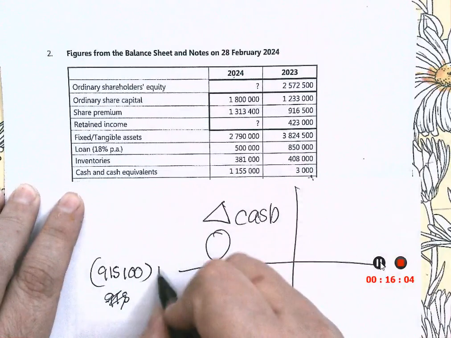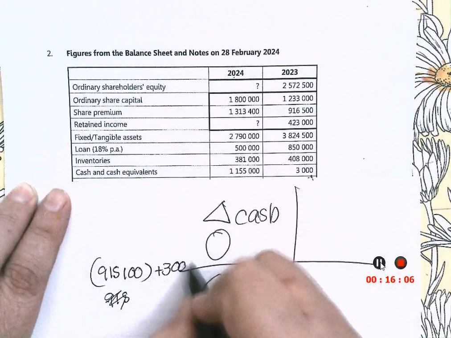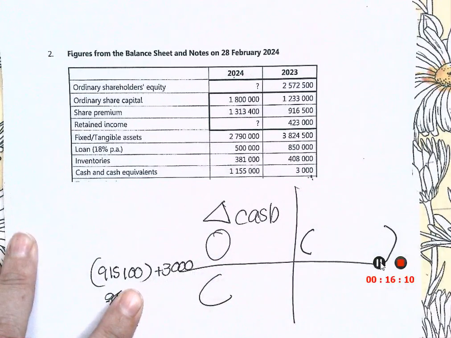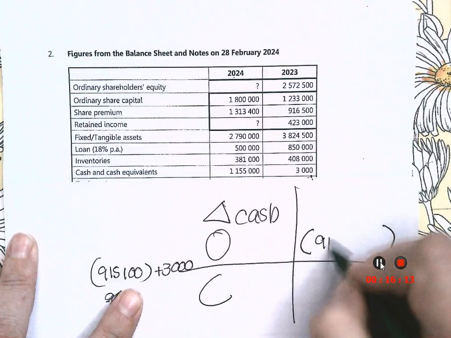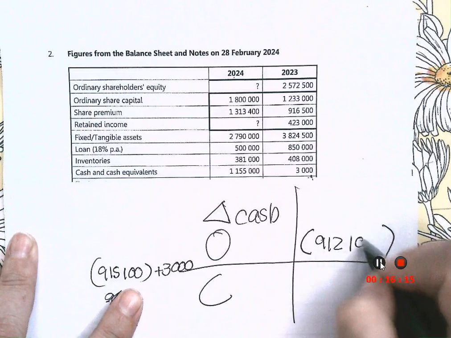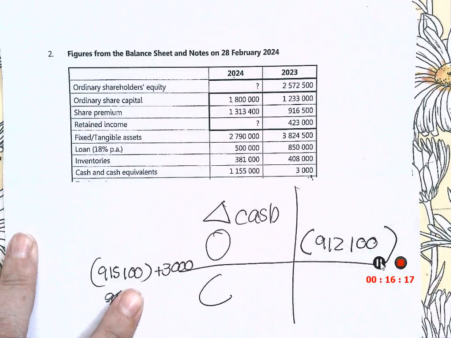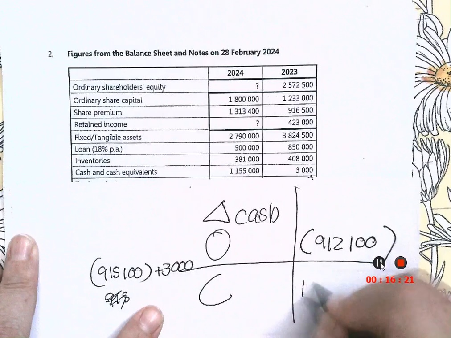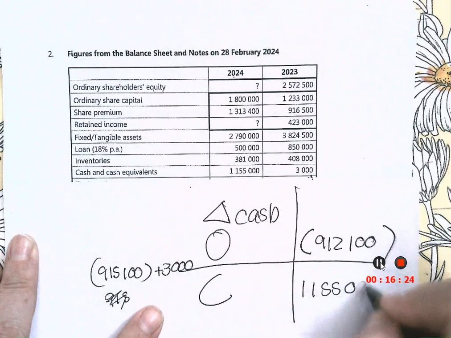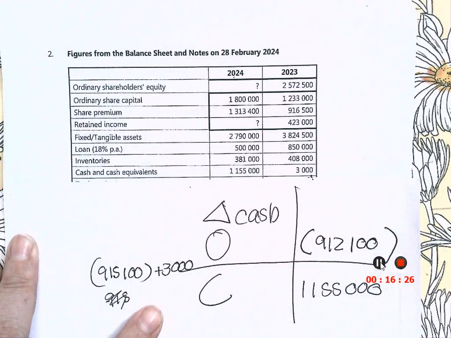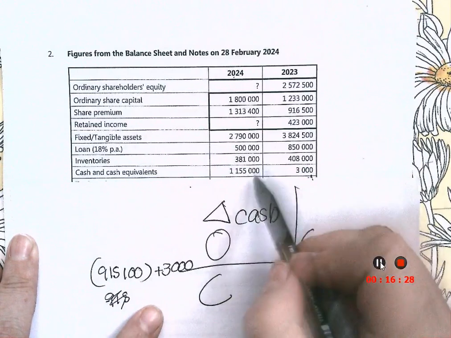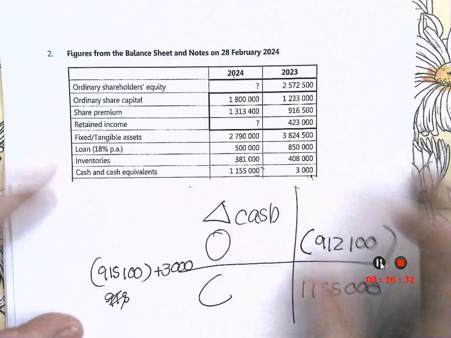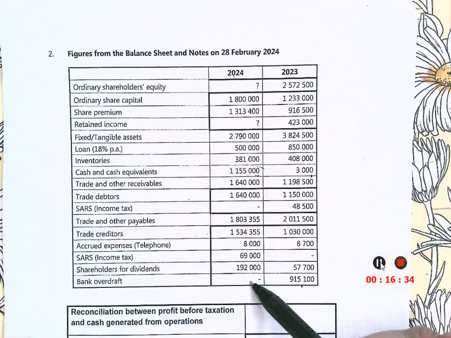So that means what is my opening balance? It's going to be 912,100 negative. Okay? And my closing is just going to be straight 1155,000. Okay? Everybody fine with that? Can you see? There's your cash, and there's no bank overdraft there. Okay? Are we fine with this?